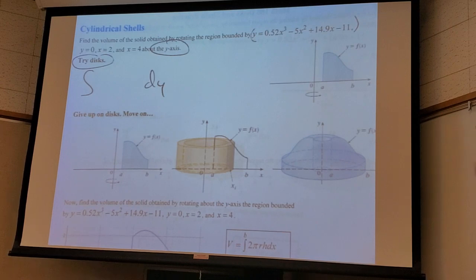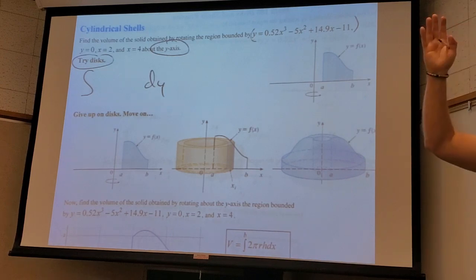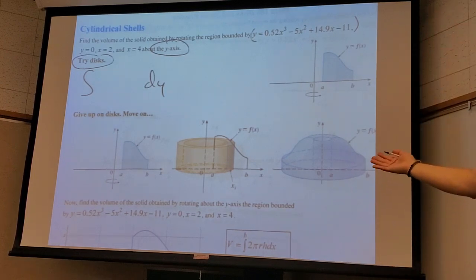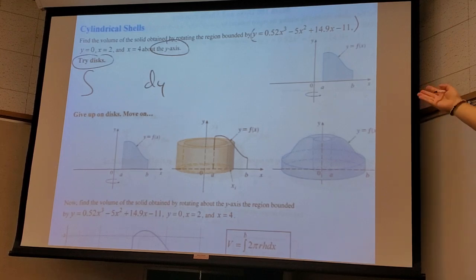So 6.2 is disks and washers. 6.3 is shells. What's going to happen on the test? I'm going to just give you a problem, and you have to figure out which one to use. That's how it's going to be. I always start with disks because it's the easiest thing to figure out. Y-axis, dy, oh no. That's why you then give up on disks. You can immediately give up on disks.